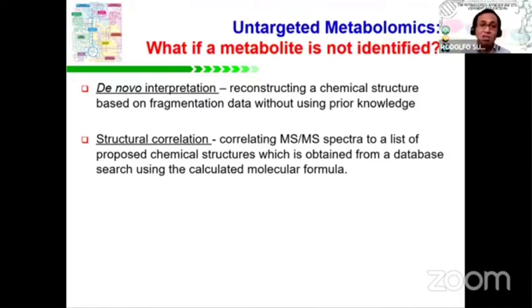And also you can do structural correlation. Usually, this is an in silico method comparing your experimental mass spectra to the in silico generated mass spectra of a particular metabolite. This is very useful, and there are a number of publicly available databases that can be used for this structural correlation in the absence of these commercial softwares.